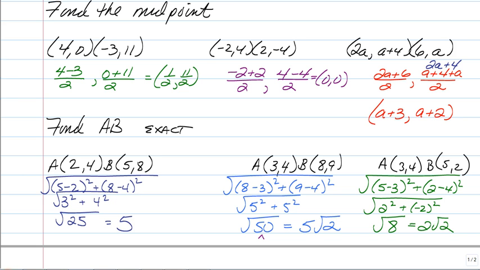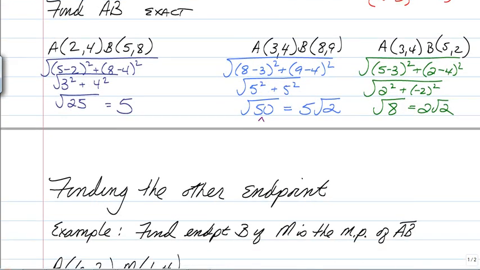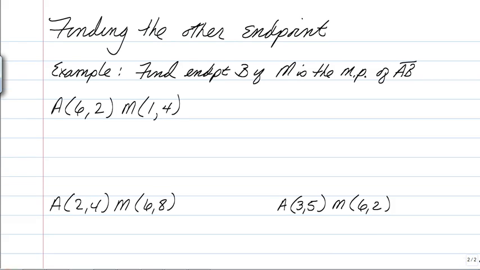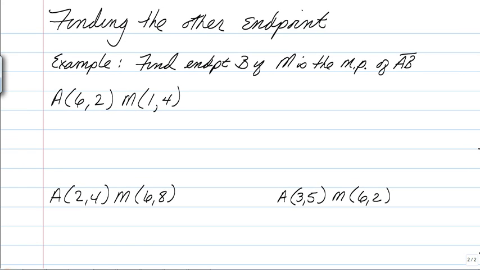Now we're going to go try a couple more questions, and then I'll give you a challenge problem, and we will see how you feel after that. It's finding the other endpoint when you are given an endpoint and a midpoint. So here's the thought. So we have a point at 6, 2 somewhere. And then at 1, 4, we have the midpoint. So this is in the middle of this endpoint and some other endpoint, and we want to know what the coordinates of that endpoint are.